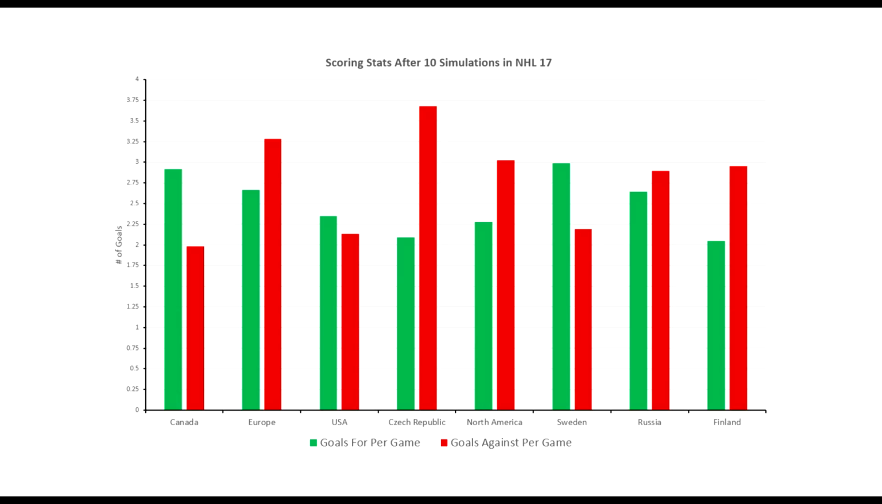And the rest of the teams were negative. They had more goals against than goals for. And Czech Republic really struggled with goals against. On average, they had nearly 3.75 goals against, which is really rough right there.